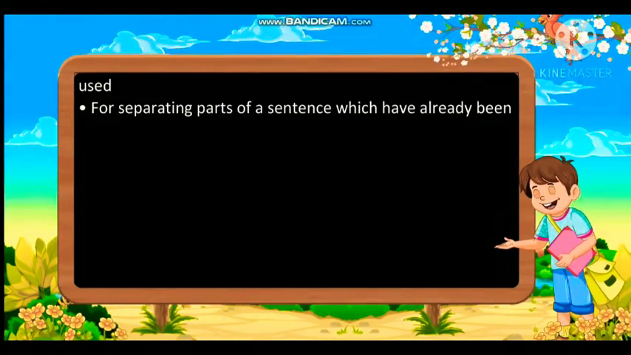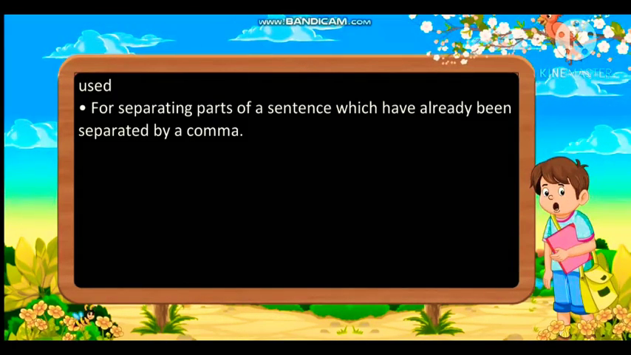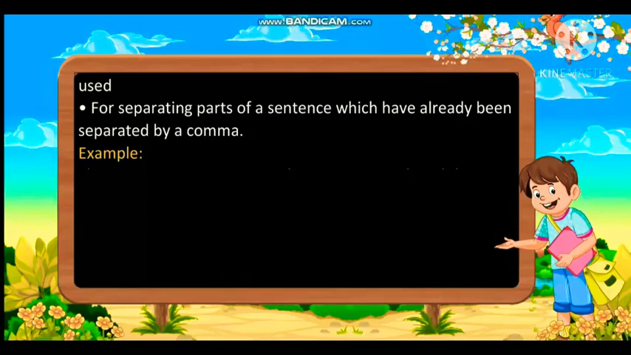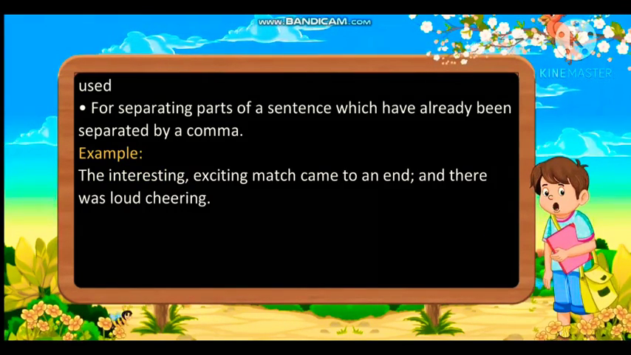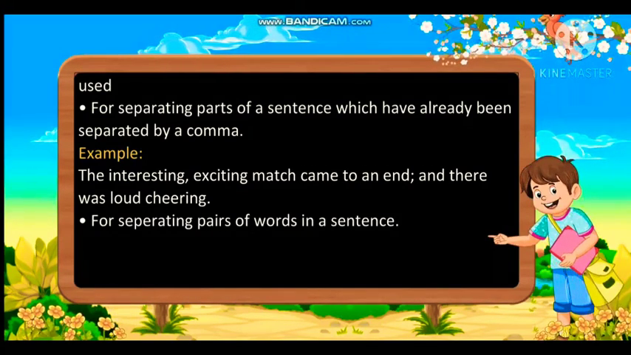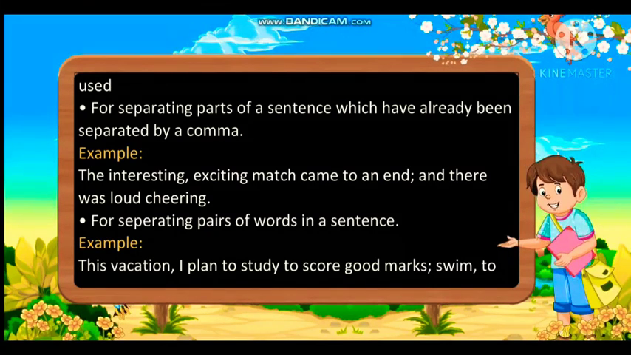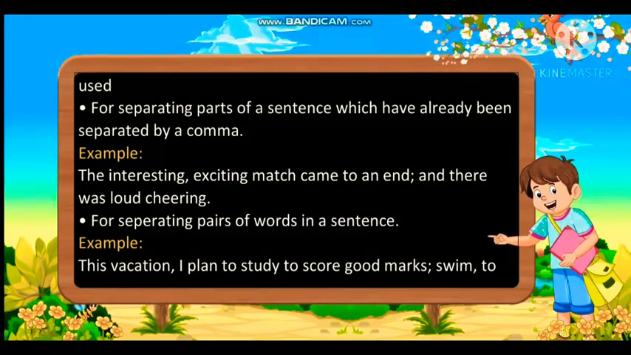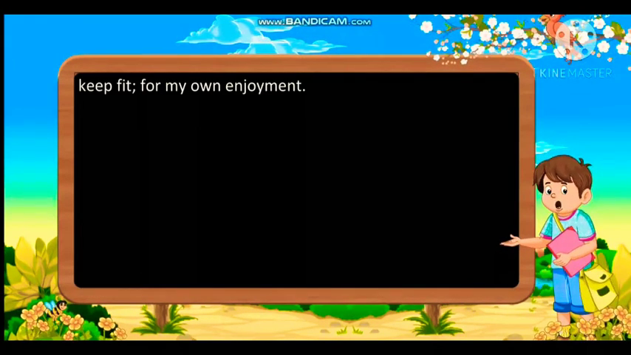Semicolon. Semicolon indicates a longer pause than a comma. It is used for separating parts of a sentence which have already been separated by a comma. Example: The interesting, exciting match came to an end; and there was a loud cheering. For separating pairs of words in a sentence. Example: This vacation I plan to study, to score good marks; swim, to keep fit; read, for my own enjoyment.